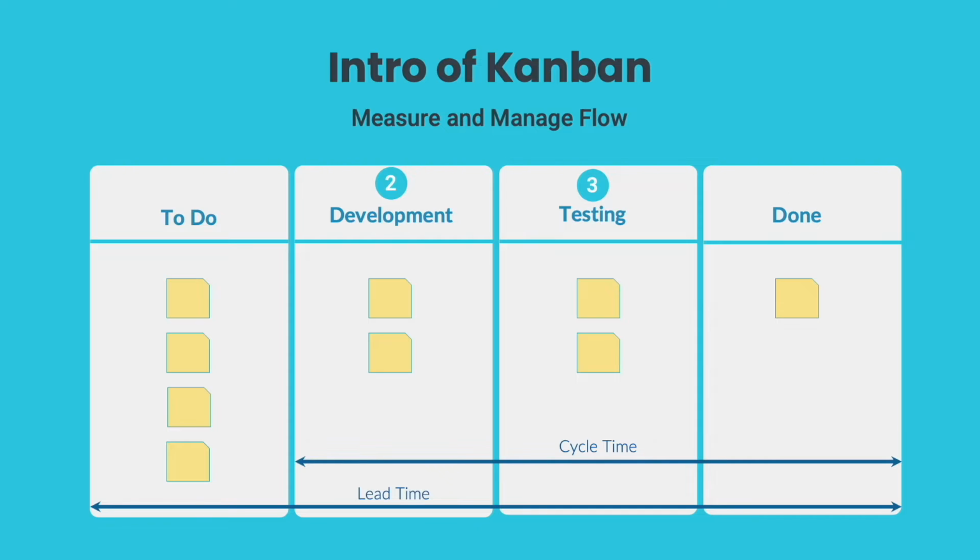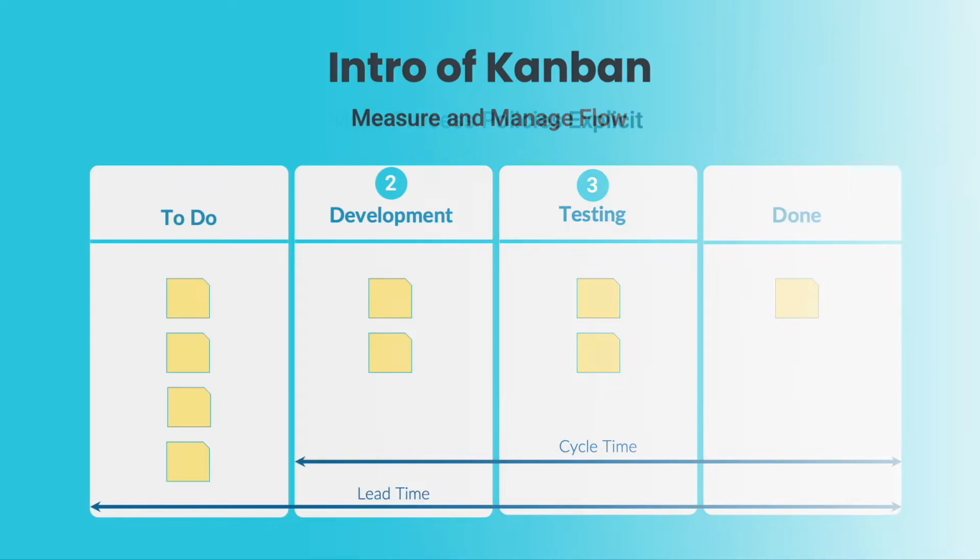Third is measure and manage flow. You can't manage what you don't measure. The goal of managing the flow of work is to complete work as smoothly and predictably as possible, while maintaining a sustainable pace. We will cover more on measurement in our metrics section.